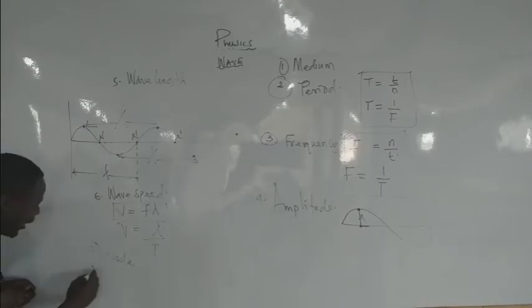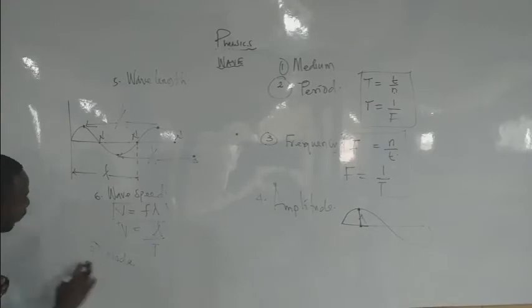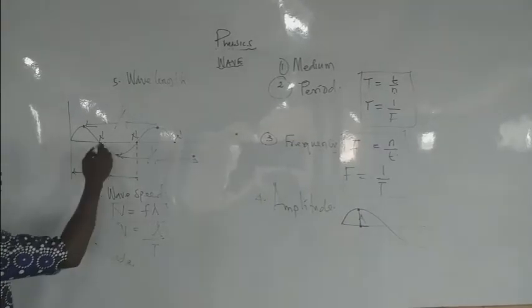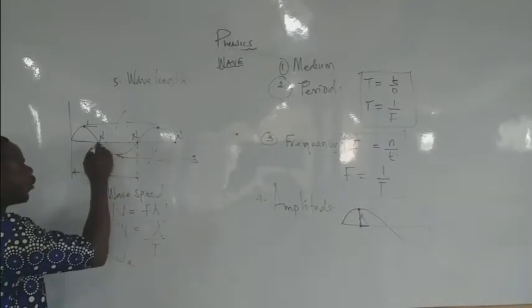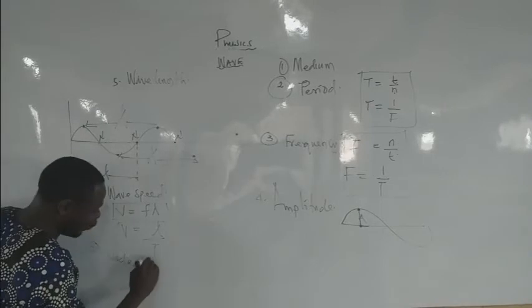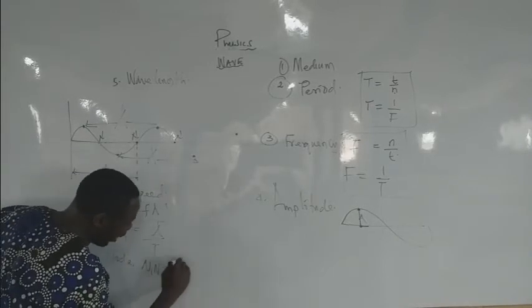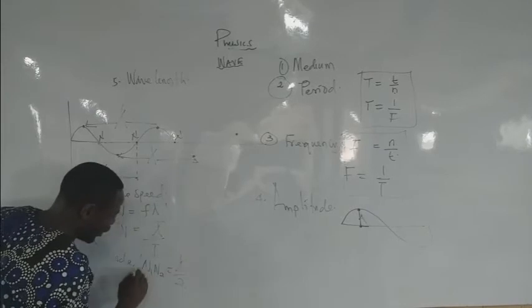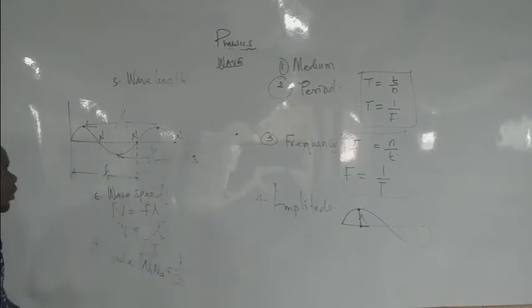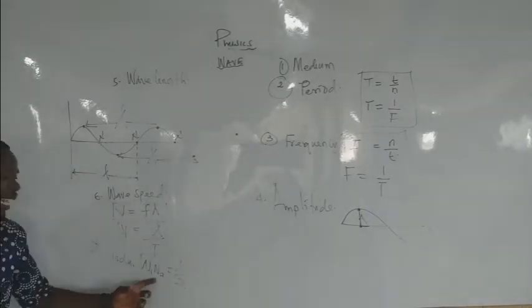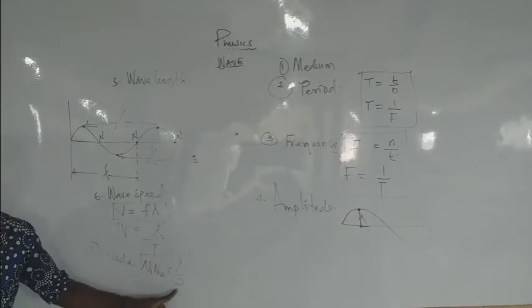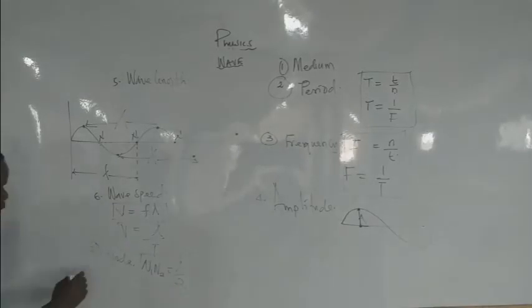The next one, number 8, antinode. Now, before we move to antinode, the distance between two adjacent nodes, this one and this one, N1, N2, is half of a wavelength. Know that. You have to note it. The distance between two adjacent nodes is what? Half of a wavelength.